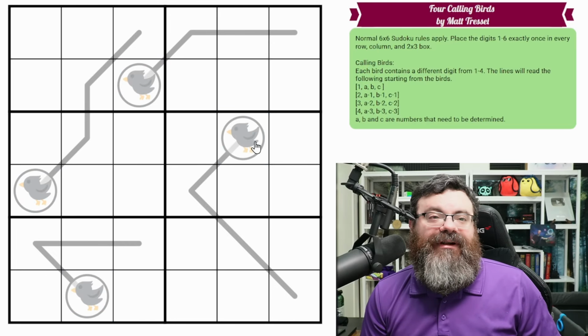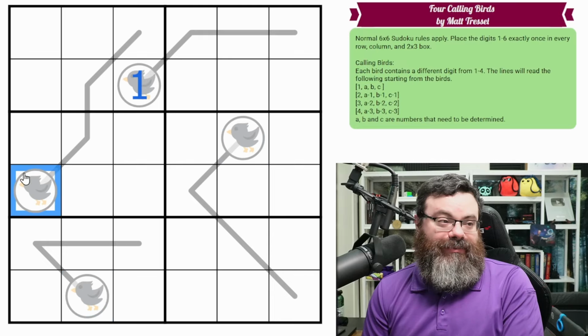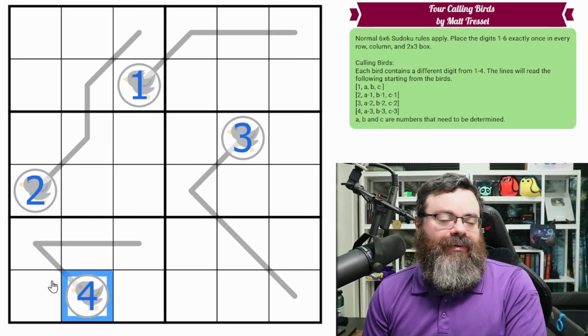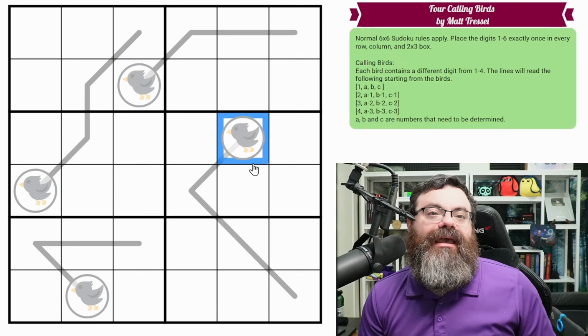Each bird has a different digit from 1 to 4. So if this has a 1 in it, the rest of them don't have a 1. One of them will have a 2, a 3, a 4. We don't know what order. We know they have 1 to 4 once each.